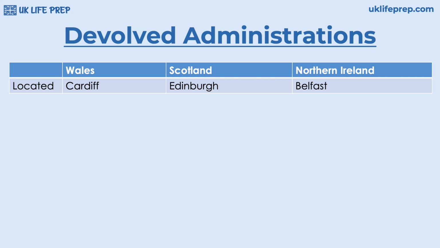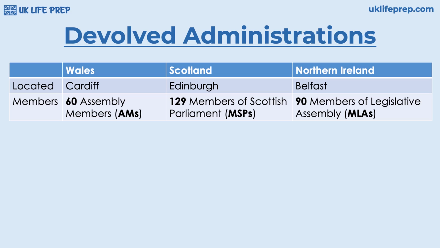You need to know the location of the devolved administrations. For Wales, it's in Cardiff. For Scotland, it's in Edinburgh. And for Northern Ireland, it's in Belfast. You need to know the number of members for each devolved administration. For Wales, it's 60. For Scotland, it's 129. And for Northern Ireland, it's 90.